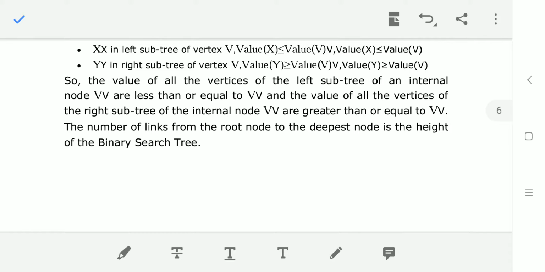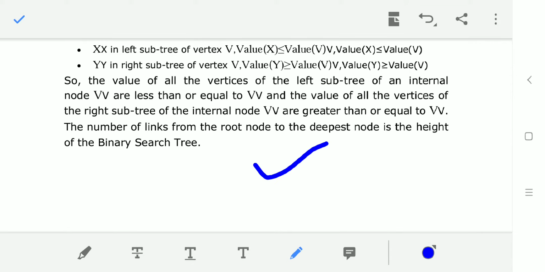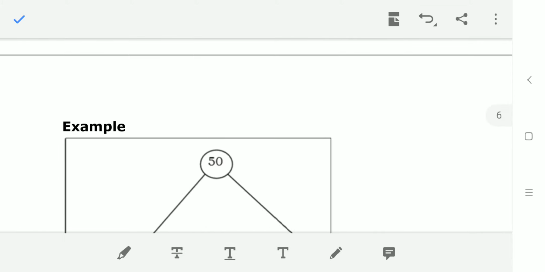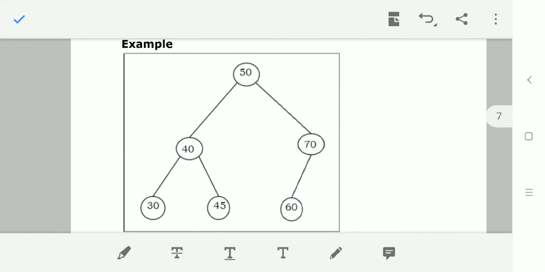The number of links from the root node to the deepest node is the height of the binary search tree. This is the example.